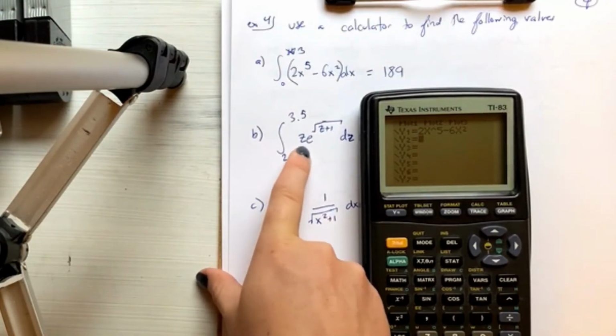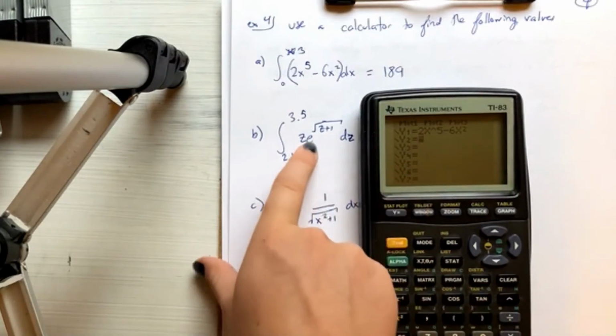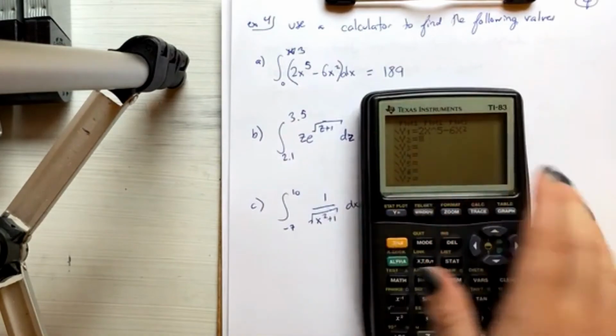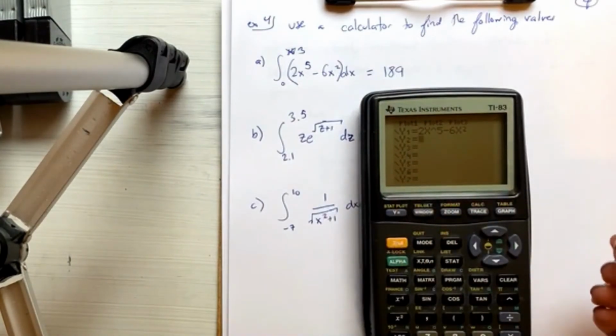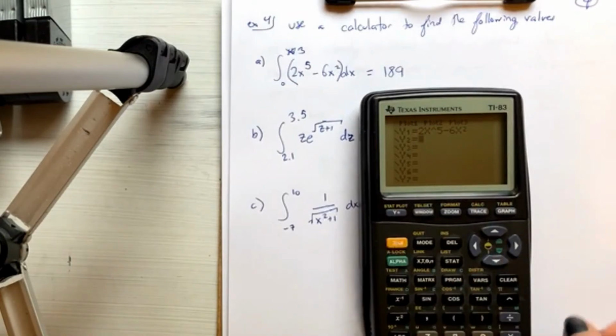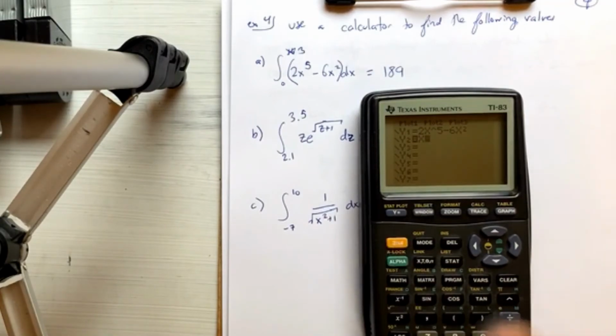I'm going to use the variable x in the calculator, but in our problem, it's the variable z. That's okay. We're just looking for a numeric answer anyway. So I need x times e raised to some power. Down here we have the natural log button, and right above it in yellow, we have e to the x.